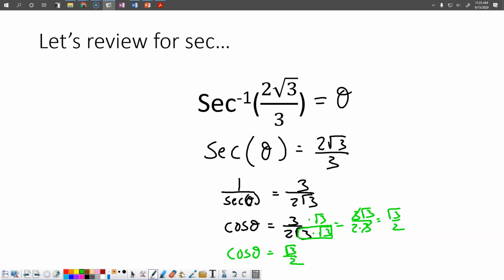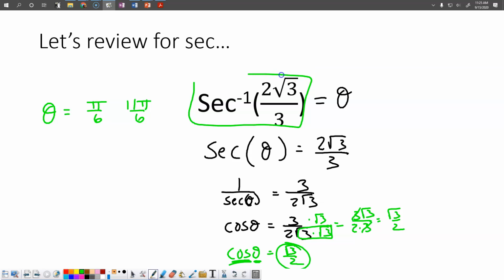The next thing I would do is look on my unit circle, and ask myself, what angle has an x value, because that's what cosine is. What angle has an x value of radical 3 over 2? Whenever I look on my unit circle, there are two answers, but we are only going to use one of them. The two answers are pi over 6 and 11 pi over 6. However, when you're dealing with arc trig functions, you're only allowed to use the top half of your unit circle, so we would not include that answer. And the answer is pi over 6.